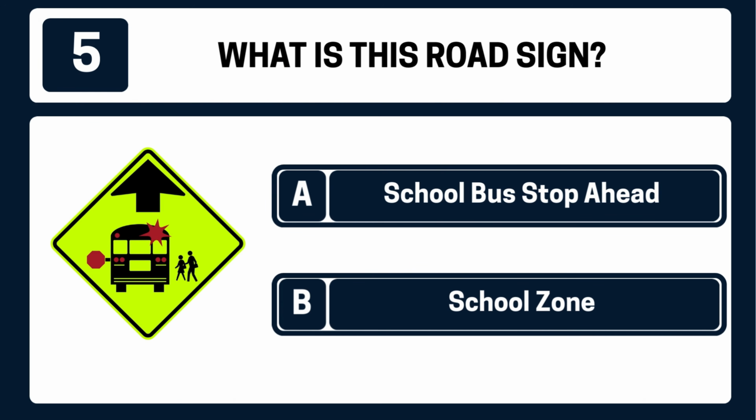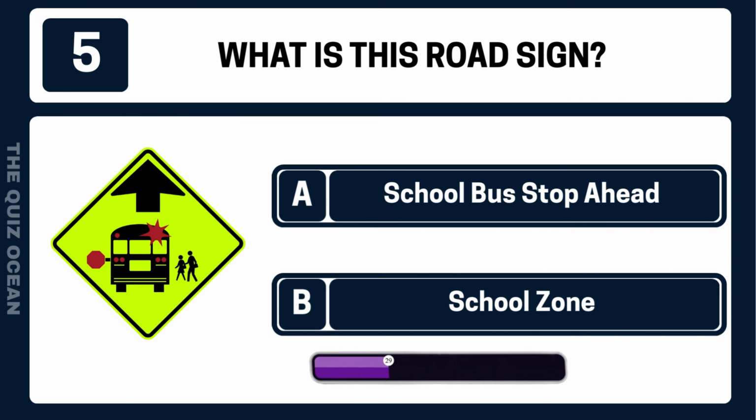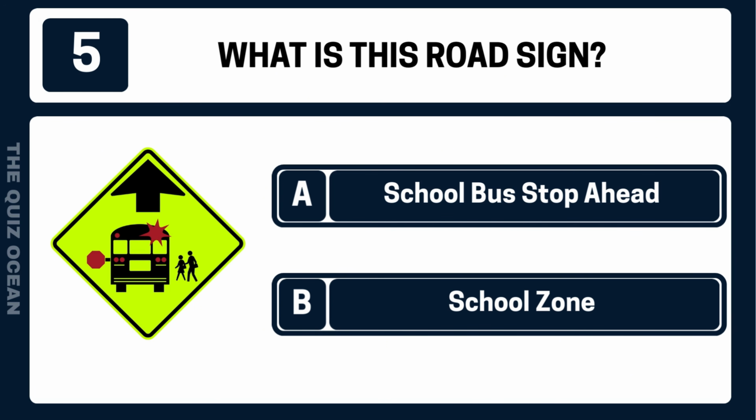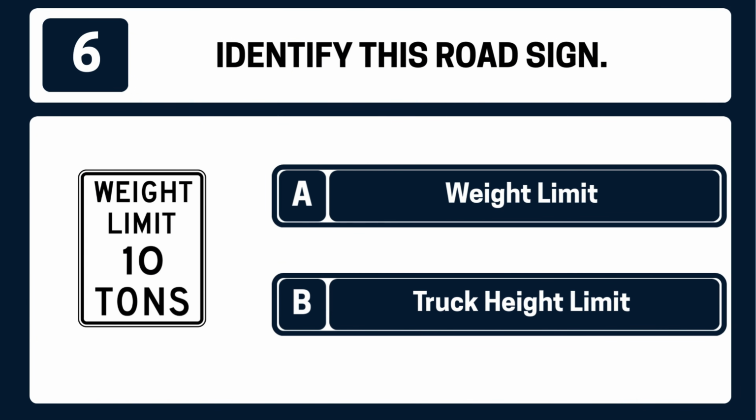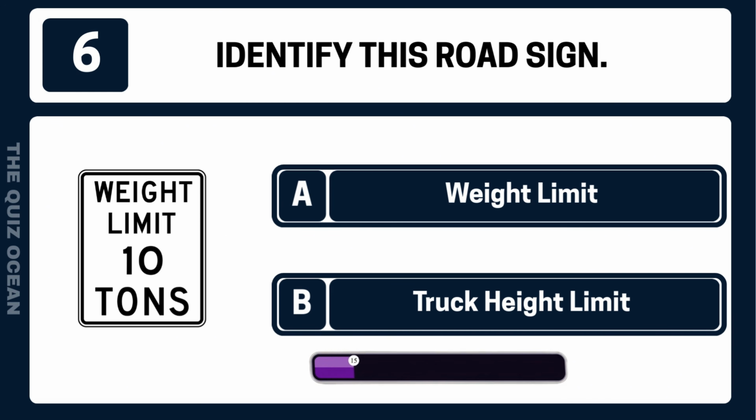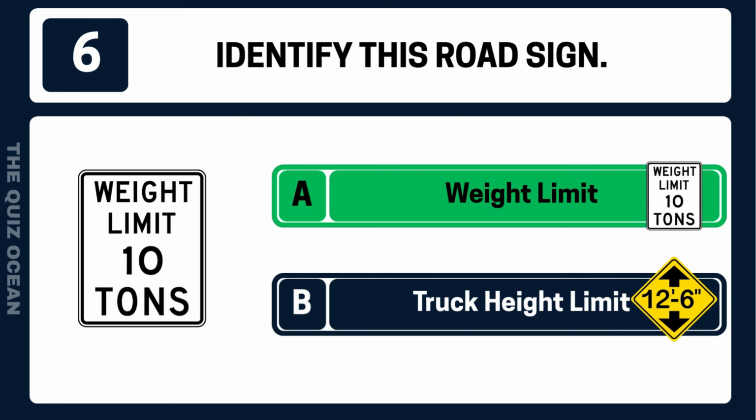Question 5. What is this road sign? A. School bus stop ahead. B. School zone. The answer is A. School bus stop ahead. Question 6. Identify this road sign. A. Weight limit. B. Truck height limit. The answer is A. Weight limit.